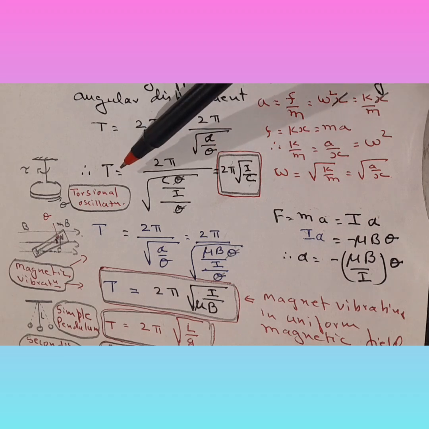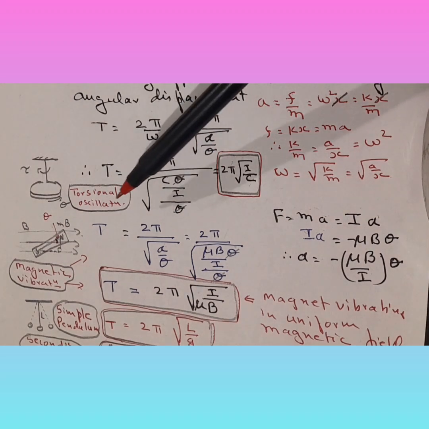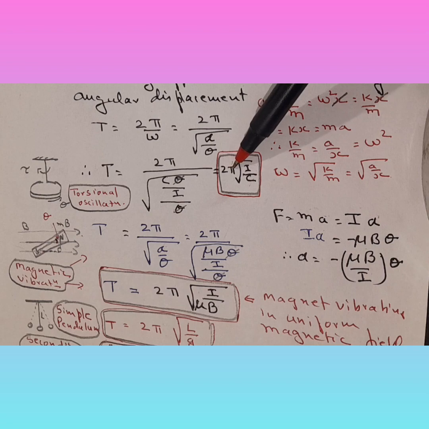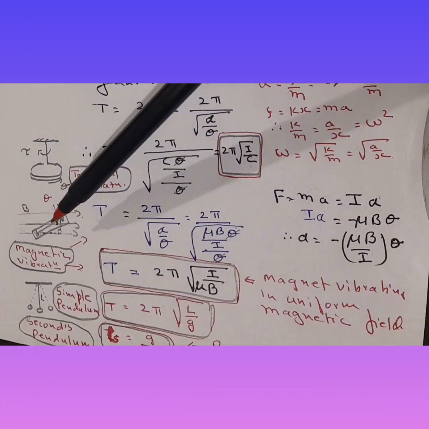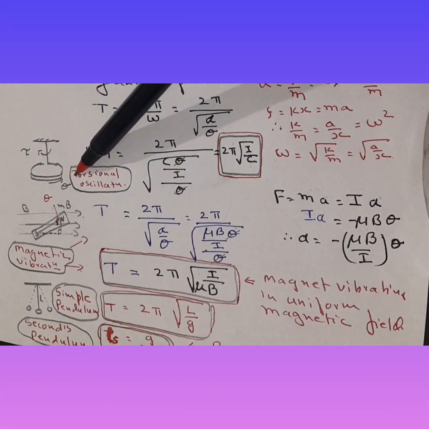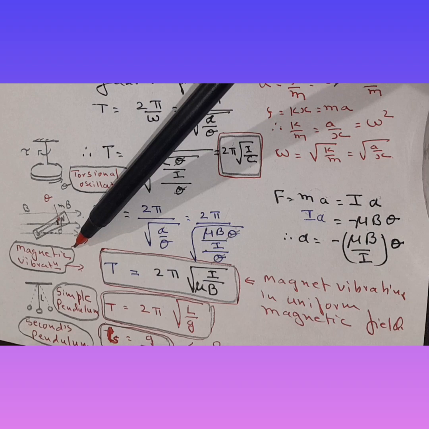So this is the formula for torsional oscillation, 2π root of I over C. Got to keep in mind for numericals. This was torsional oscillation. Now we are talking in terms of magnetic vibration.